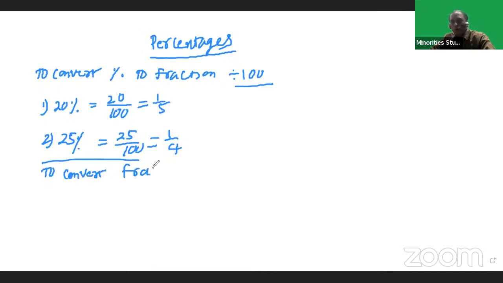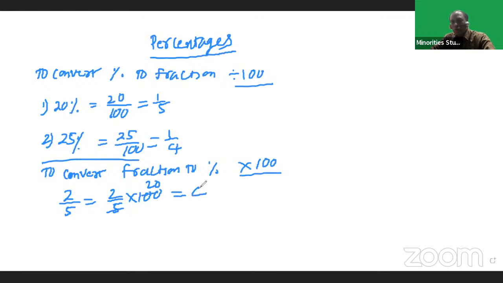Now, how to convert fraction to percentage? To convert fraction to percentage, multiply with 100. Example, 2 by 5. 2 by 5 is equal to how much percentage? 2 by 5 into 100. 5 ones are 5, 5 20s are 100. 2 into 20 is 40 percent. So 2 by 5 or 40 percent, both are the same.